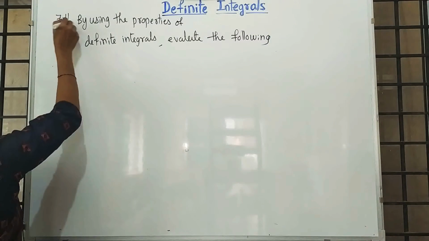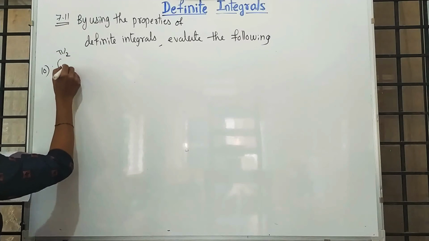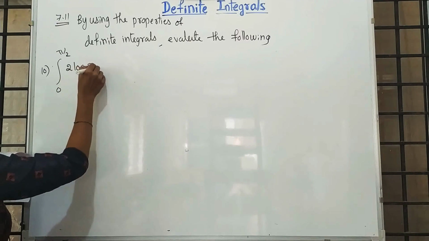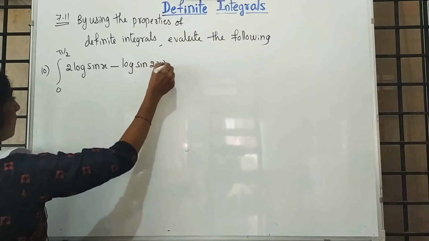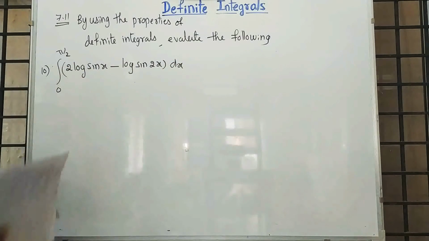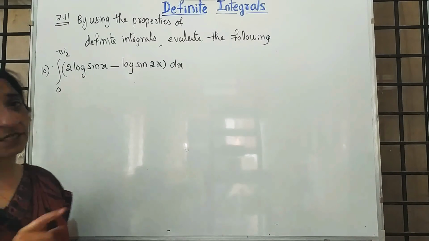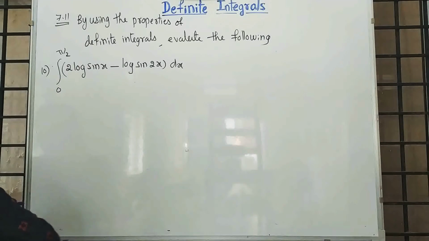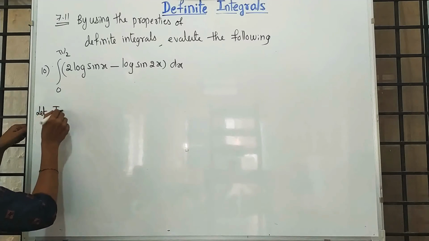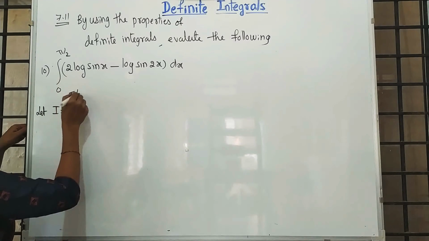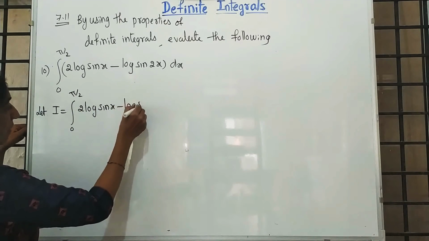In that 7.11, first I am giving you similar questions in one group. That's why I am selecting these questions. 2 into log of sin x minus log of sin 2x. This is the question. Why did I select this? Because it contains a limit 0 to pi by 2 and the problem has a trigonometric term sin. That's why I selected this question in that group. Let us take this as I. Let I is equal to 0 to pi by 2, 2 log sin x minus log sin 2x.